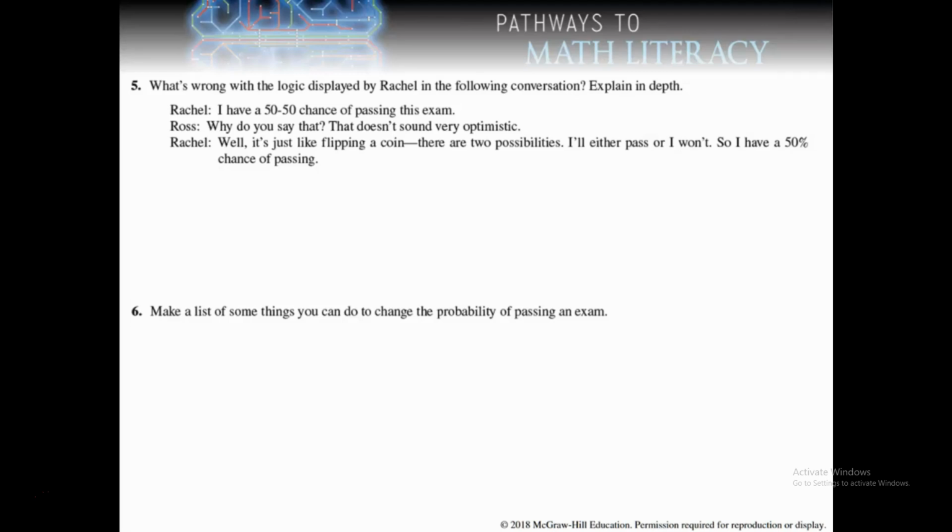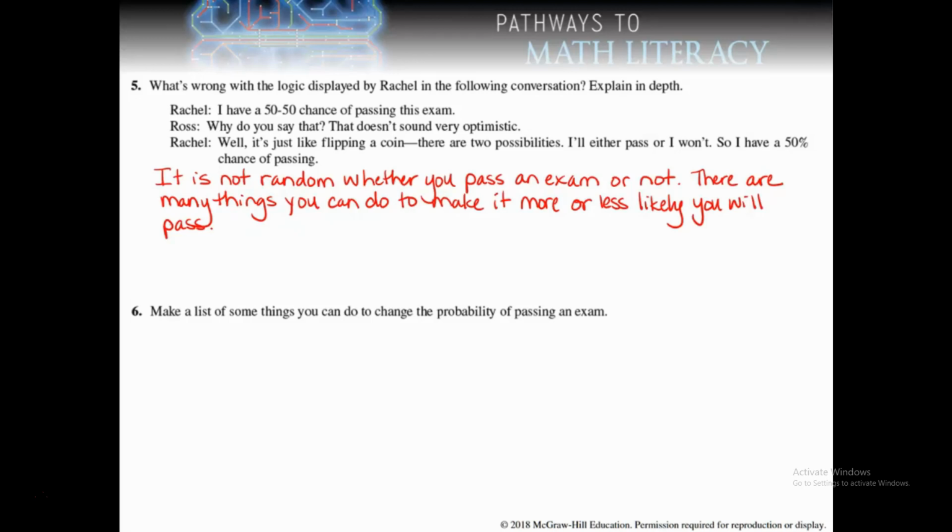So in 6, what are some of the things you can do to change your probability of passing? Well, you can study more or less, attend class more or less, do more or less of your homework, spend more or less class time paying attention, and things like that.